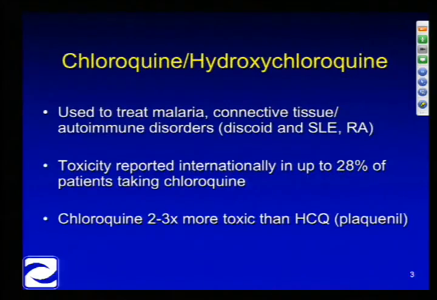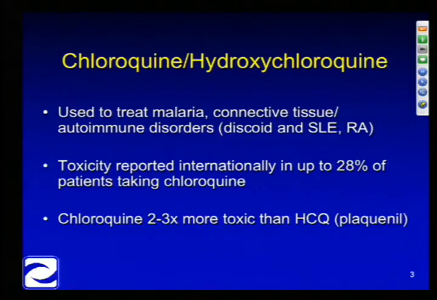The antimalarials, chloroquine and hydroxychloroquine, are used to treat malaria and connective tissue diseases such as discoid and systemic lupus and rheumatoid arthritis. Throughout the world, toxicity, especially with chloroquine, is very common. Up to 28% of people taking it long-term have some effect on the eye. Chloroquine is 2 to 3 times more toxic than hydroxychloroquine, which has been modified slightly and makes it much safer to use.